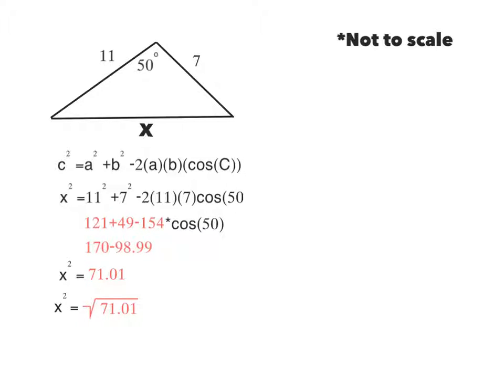From here, we take the square root of both sides, one side being x squared and the other side being 71.01. After square rooting both sides, we now know that x is equal to 8.43.